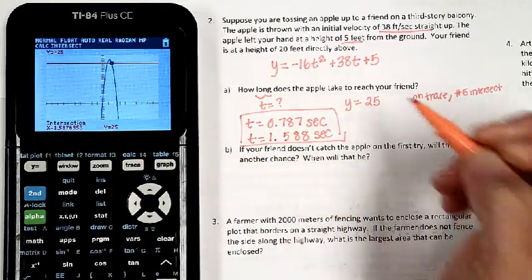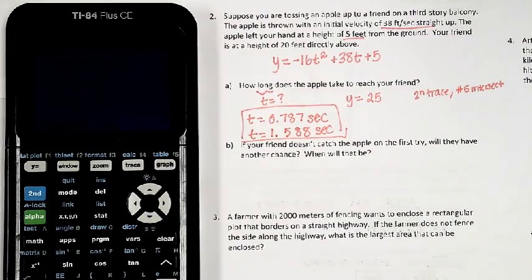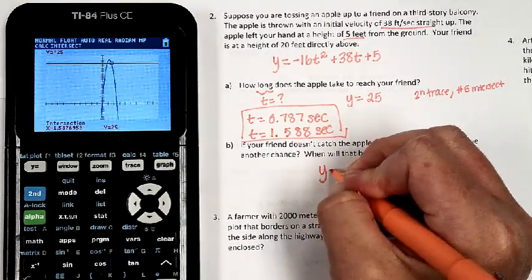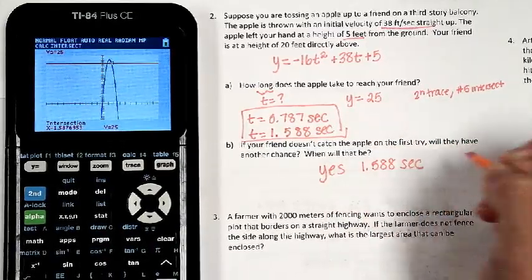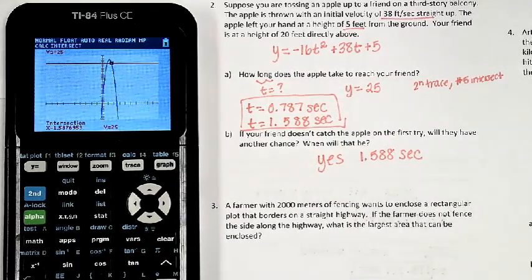All right, so question B. We literally just talked about this when I did the first one, A. If your friend doesn't catch the apple on the first try, will they have another chance? Yes. So when will that be? At 1.588 seconds. So it takes 0.7 seconds to reach her, and then that other t, when it comes back down, would be your second time if she doesn't catch it the first time.